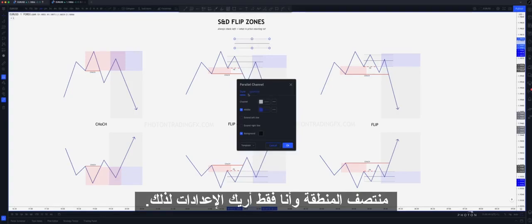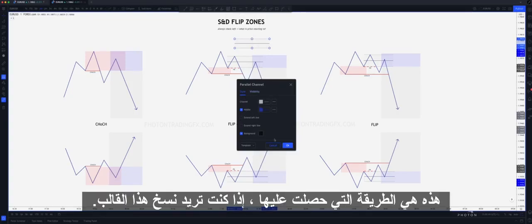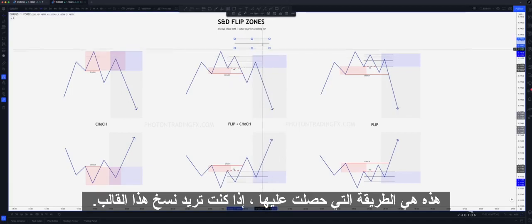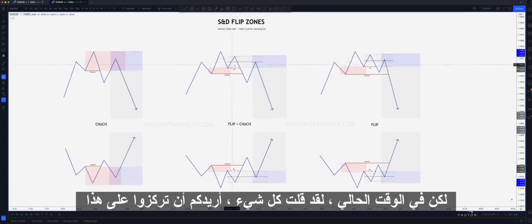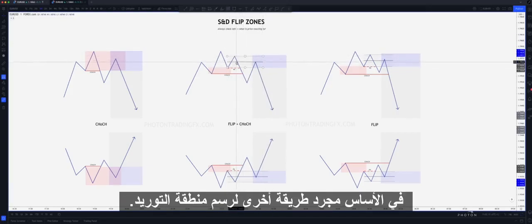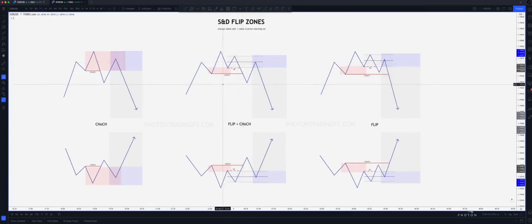And if I just show you the settings for that, essentially that's how I've got it if you want to copy that template. But for now, like I said, all I want you to focus on is that this essentially is just another way of drawing a supply zone, okay? So yeah, and that's it.